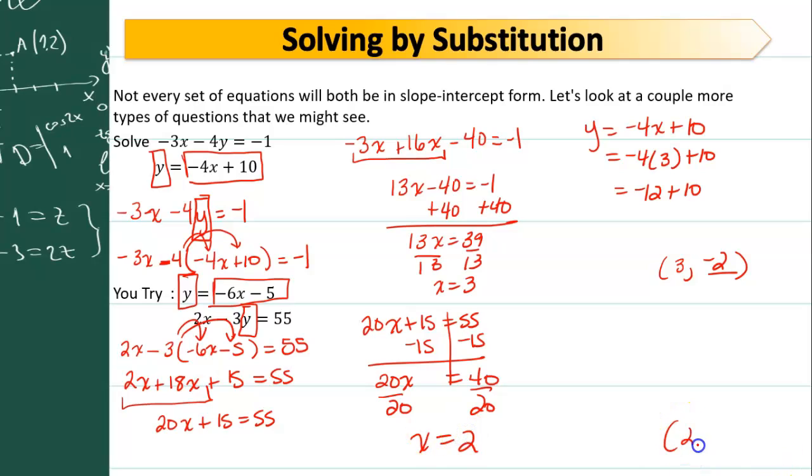So that was the first part of your answer. Now we need to get the y value. Well, remember, y is equal to negative 6x minus 5. X is 2. So we replace that and then use our order of operations. Negative 6 times 2 is negative 12. Negative 12 minus 5 is negative 17. So that's 2 comma negative 17. Nice job.